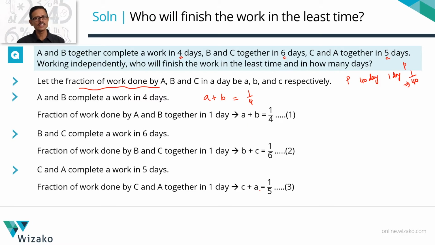Let's solve these three equations with three variables and find the values of A, B and C. Whichever has the larger value is going to be the person who is the most efficient. And then let's spend a minute to find out how much time that person will take. Let's come to that as a last bit.